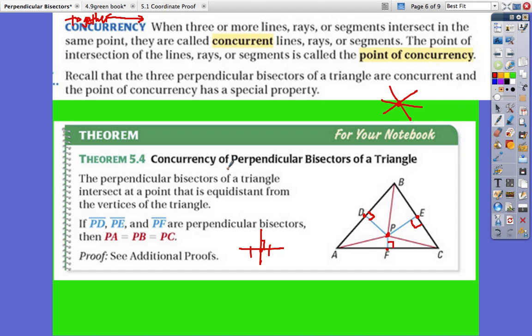Now, this theorem tells us that the point of concurrency is always equidistant to every vertex of that triangle. So, in other words, because this is the point of concurrency, PB is congruent to PA is congruent to PC. Every single point of concurrency is always equidistant from each vertex of the triangle. Now let's apply that to some practice problems.